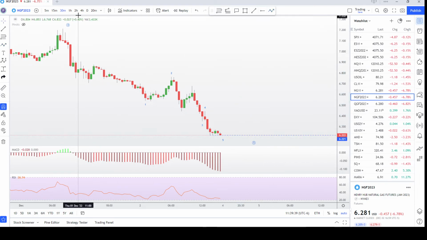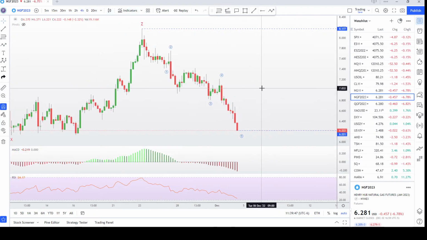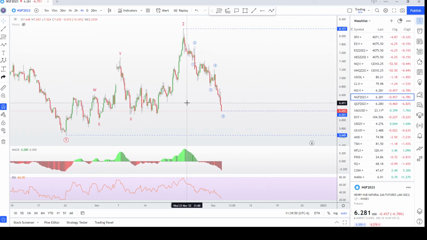So I'm expecting that they'll open up somewhere down below here and then start a three-wave correction for this whole move, all these five waves. They'll correct that and then head down and break the low one more time. So that's what I'm seeing on those markets.